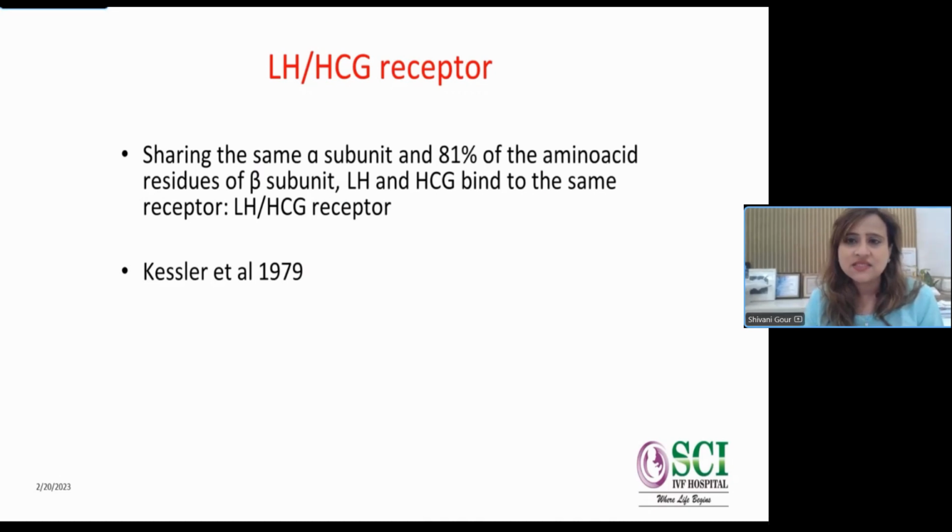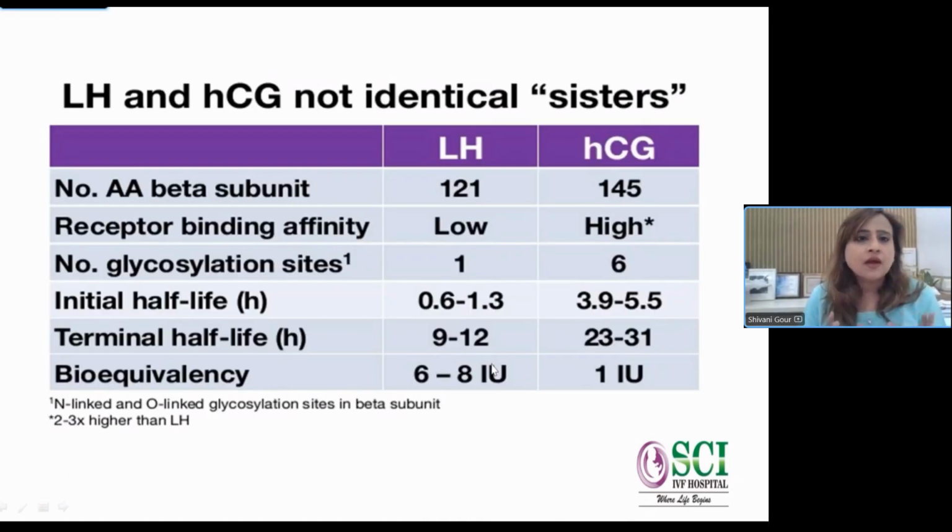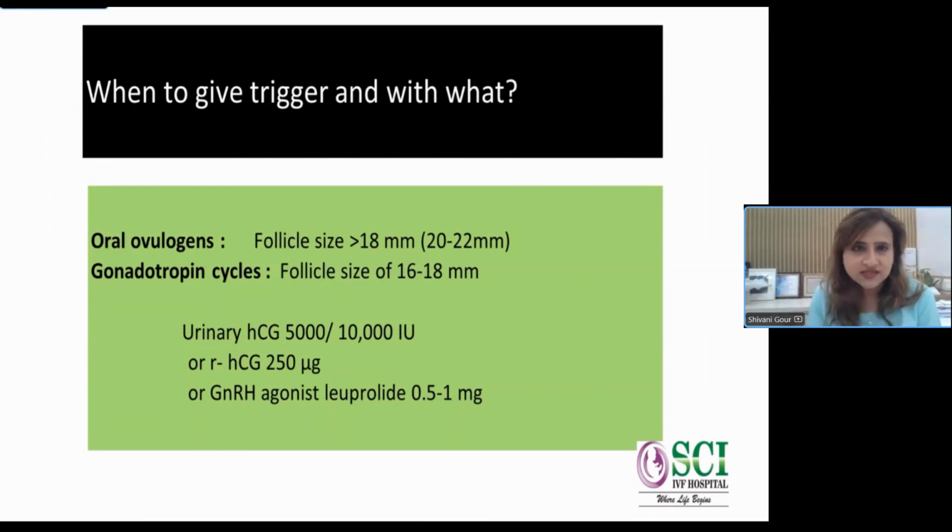And LH and HCG also have similarities. They share about 81% of the amino acid residues in the beta subunit, and alpha is almost the same. But remember, they are not identical sisters. Look at the half-life and the receptor binding affinity for LH versus HCG. So HCG remains for a very long time and it has a very potent binding to the LH receptors.